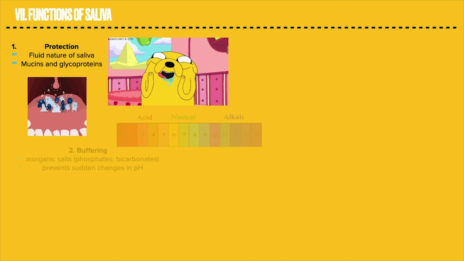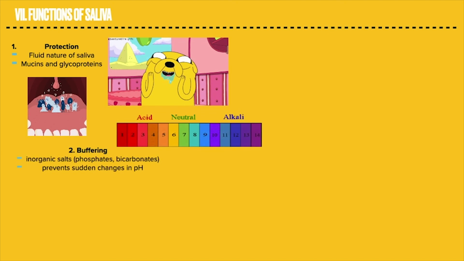Second on the list is buffering. The bicarbonate and, to some extent, phosphate ions in saliva provide a buffering action that helps protect the teeth from demineralization caused by bacterial acids produced during sugar metabolism. Some basic salivary proteins also may contribute to the buffering action of saliva. Additionally, the metabolism of salivary proteins and peptides by bacteria produces urea and ammonia, which help to increase the pH.